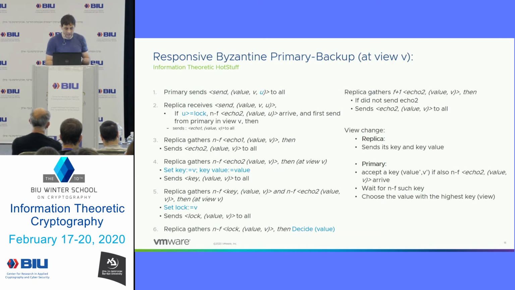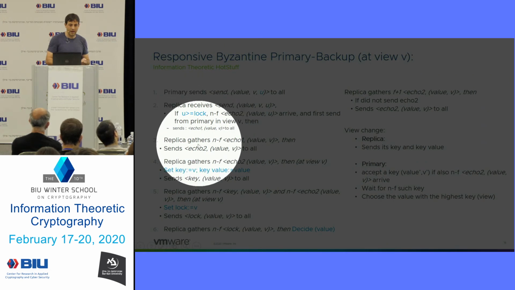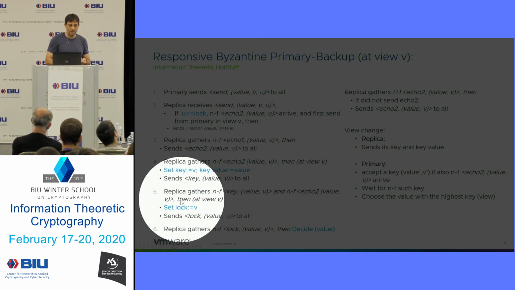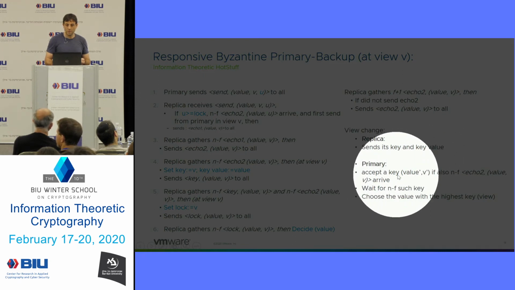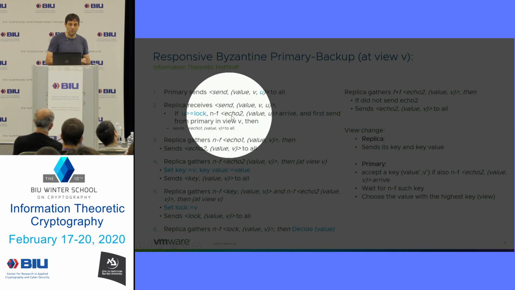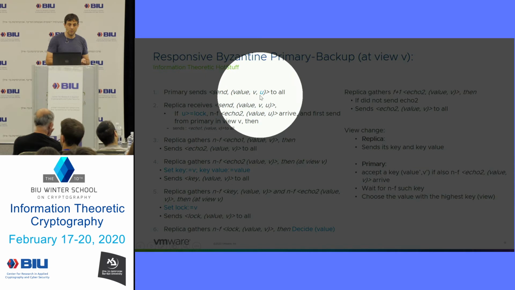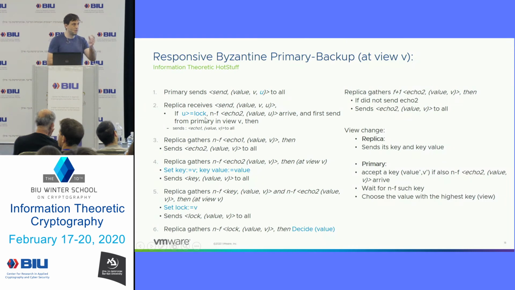And so what you can see here is, again, this protocol where we just added one more round: after you receive n minus f echo 2s, you set your key, and then you send the key. And after n minus f keys, this is when you set your lock. And then when you're doing a view change, you're sending your keys. And when you check whether you want to send echo 1 or not, you compare u's key to the lock you have. Okay, so this is this additional twist, and this gives you this stronger liveness property.